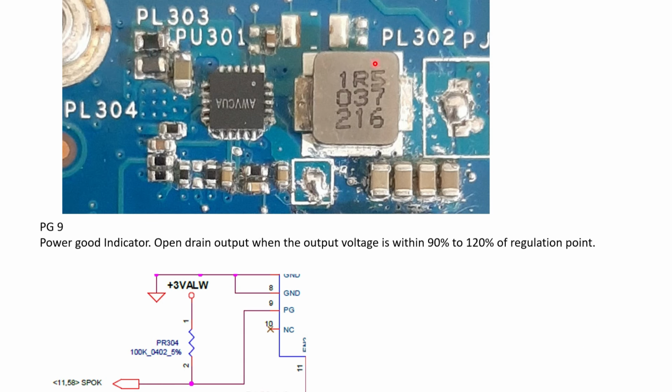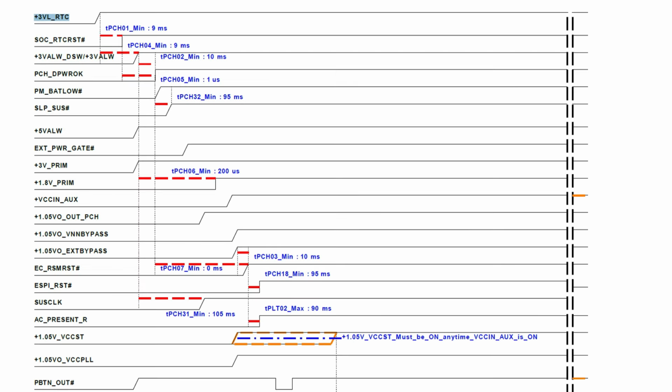Okay, after all these functionalities are good, finally you will get the PG, power good, on pin number 9. Here is the power sequence. One by one I will explain which sections are going to be active. See, first these are the power sections.